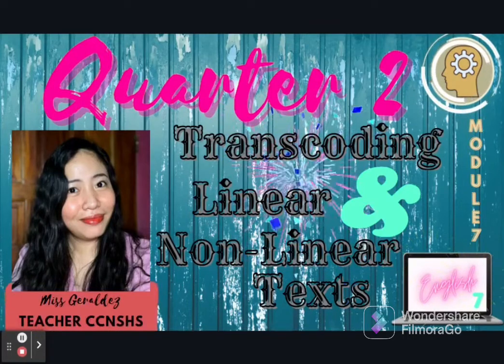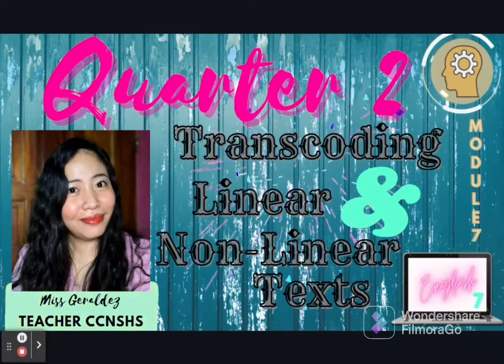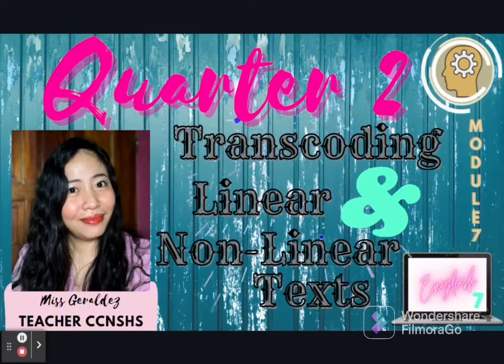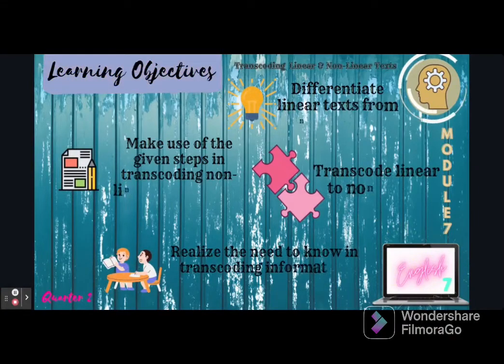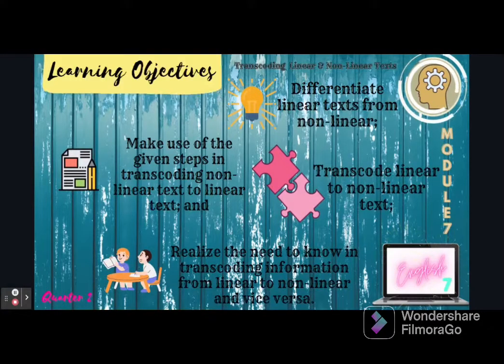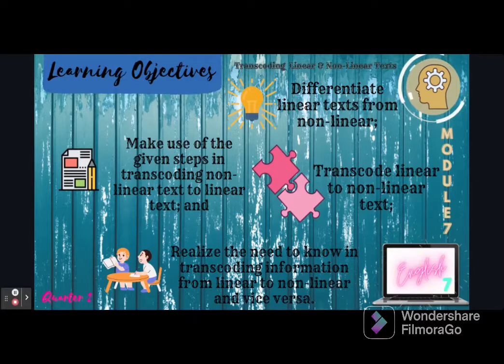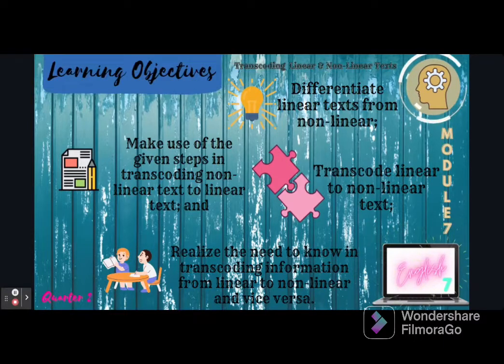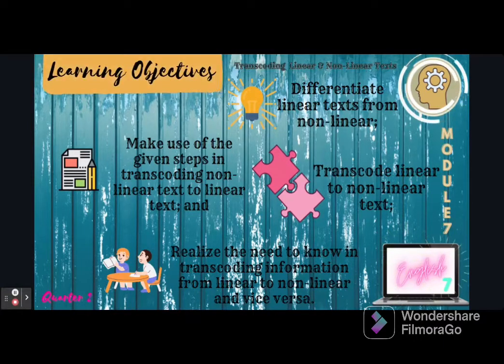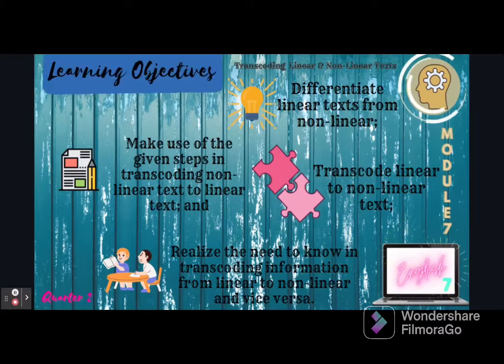And congratulations to one and all because we've reached the last module for the second quarter. And it's all about transcoding linear and non-linear text. At the end of the lesson, you'll be able to differentiate linear text from non-linear, transcode linear to nonlinear text, make use of the given steps in transcoding nonlinear text to linear text, and realize the need to know in transcoding information from linear to nonlinear and vice versa.